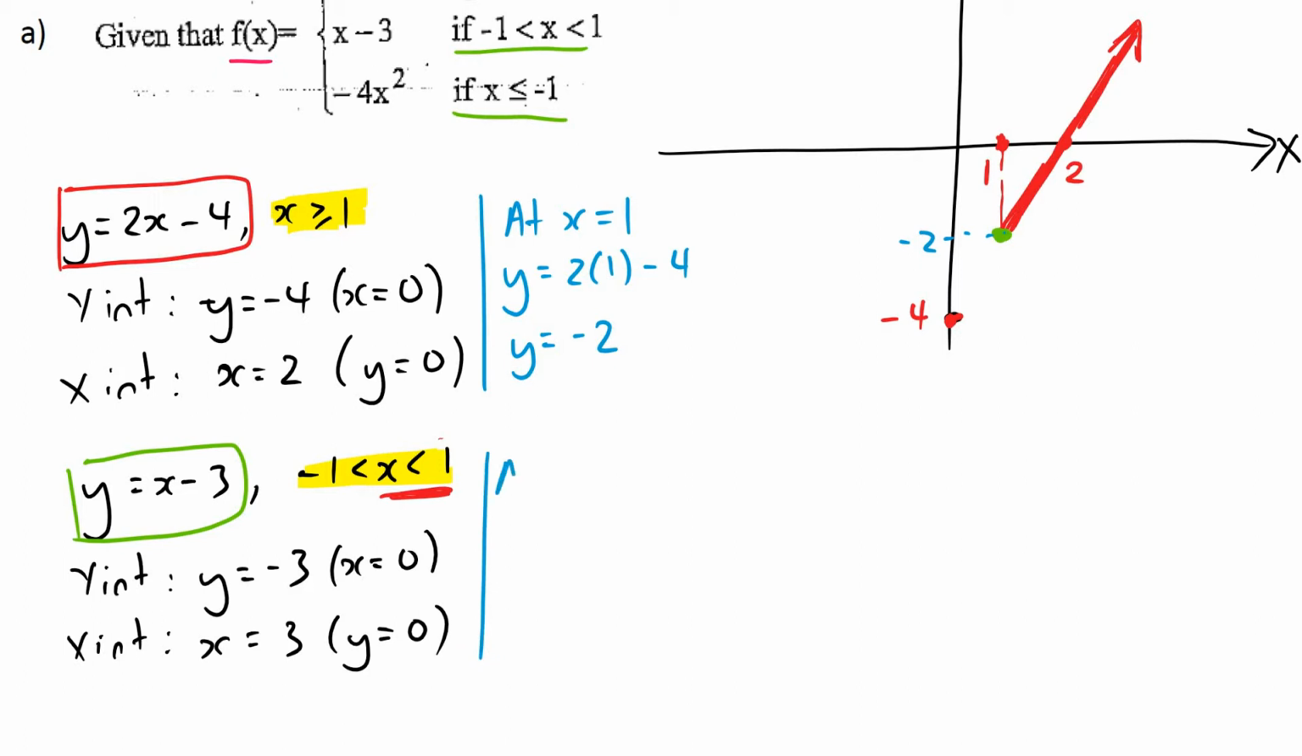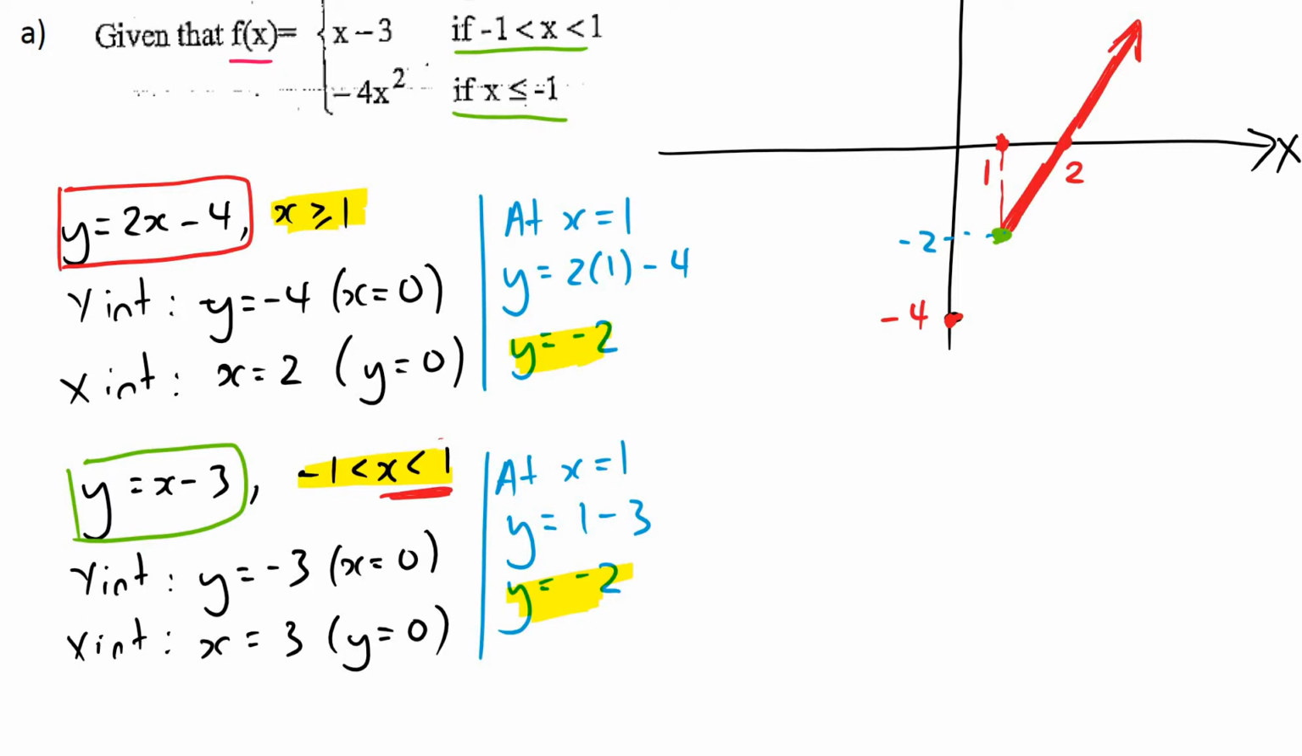Now if I test at x equals 1 for the green graph, or y equals x minus 3, where would that be? Well, it's going to be y equals 1 minus 3, which is minus 2. So because both the values are the same, that means that the green graph will start at the same point the red graph ends. Okay, but just remember, this might not always be the case. Not everything will connect all the time, even though we want them to.